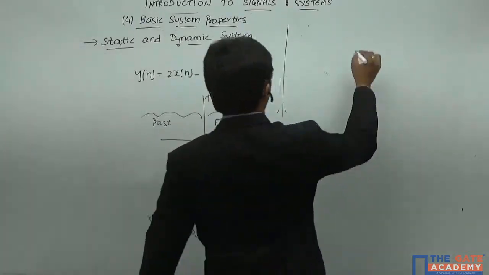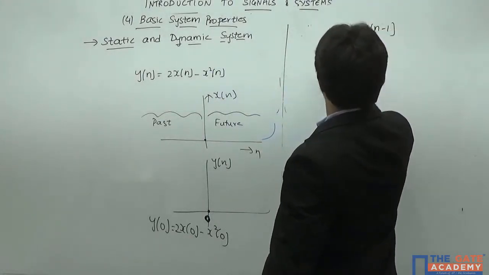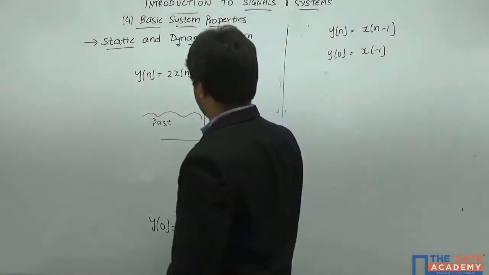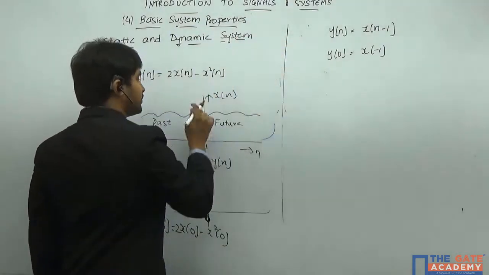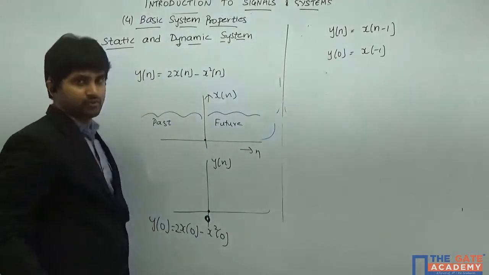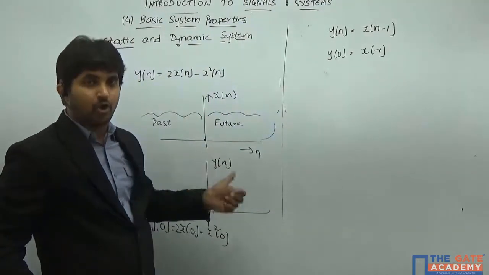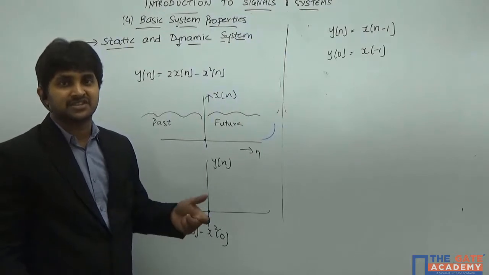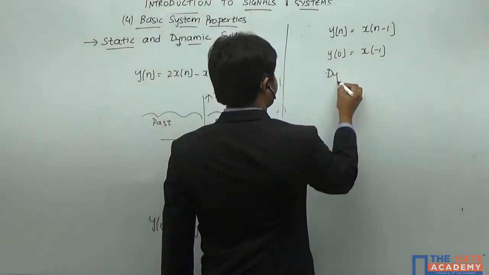Similarly, if I am talking about y of n is equal to x of n minus 1, then y of 0 is equal to x of minus 1. For n equal to 0, minus 1 is the past value. So x of minus 1 is the past input, and y of 0 is the present output. If your output is depending on the past value, it means that the system requires memory. So this is going to be a dynamic system.